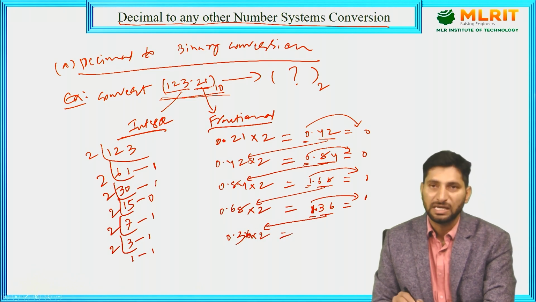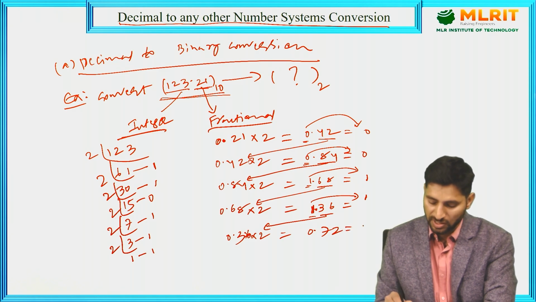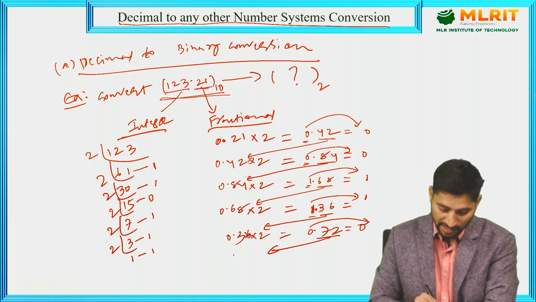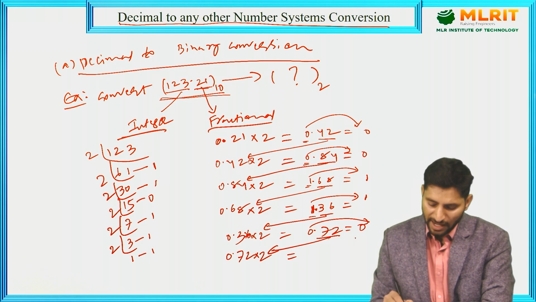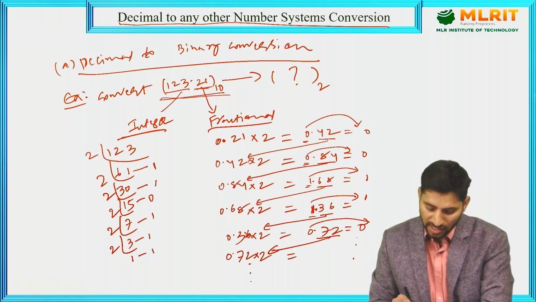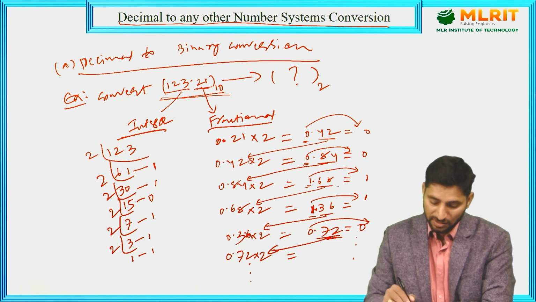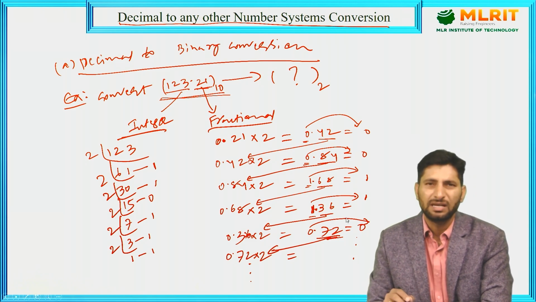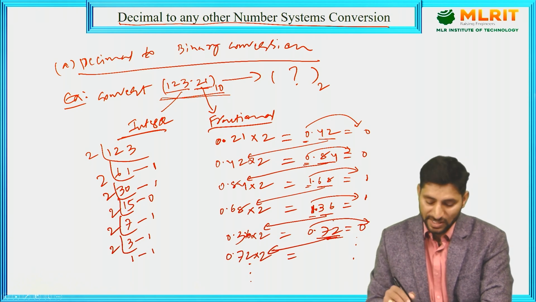Then again you multiply. So this is 0.72. So here this integer part you copy, and this fractional part you again multiply with 2. So from this, what I mean to say is, this is a never ending process. If you keep on multiplying, for this case this fractional part will not become 0. So it's a never ending process.